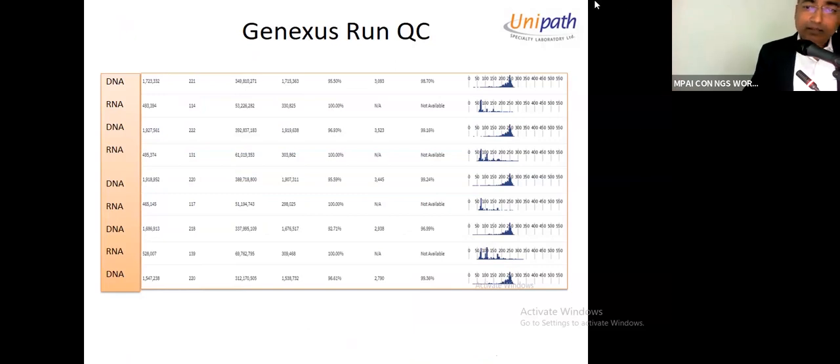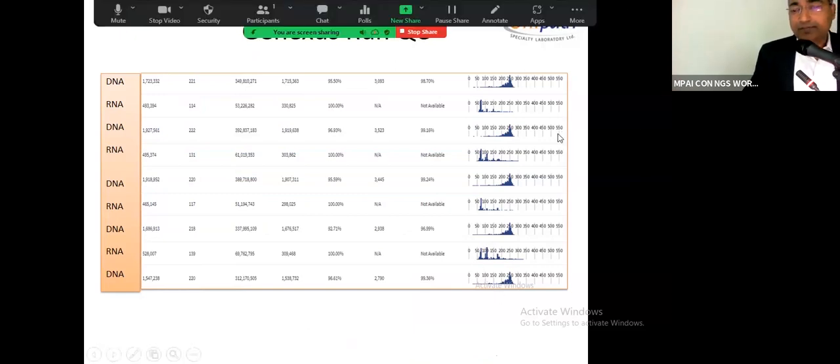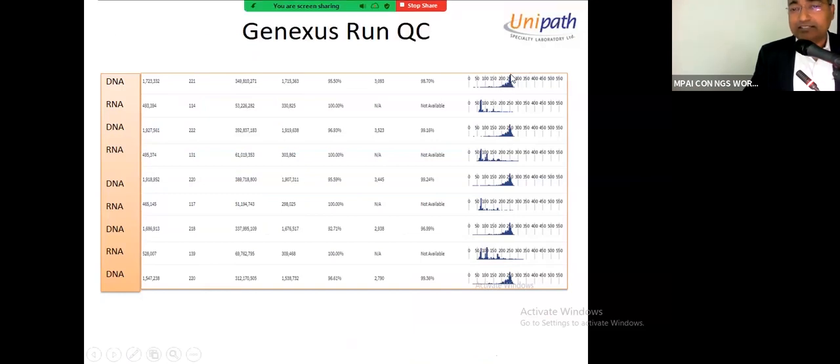this is one sample, how the graph is, at what size the graph is. This is for the DNA, and subsequently this is for the RNA. So this tells me that, okay, this is pretty uniform, very good. The total reads are good. The coverage is very nice, 3000x. So 3000x is a very, very good coverage, and this is pretty uniform.